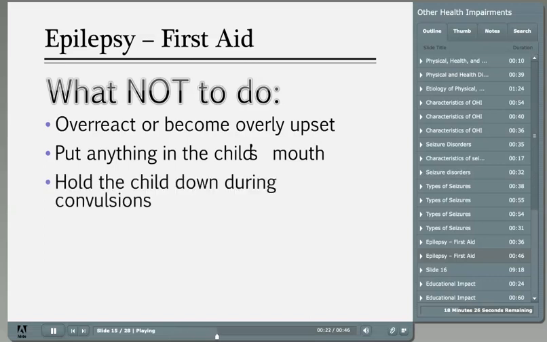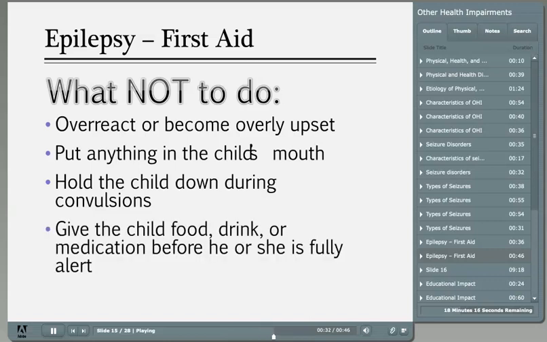It is also important not to hold the child down during the seizure. Beyond turning them on their side and cradling their head, you should let them go. Lastly, refrain from giving the child food, drink, or medication before he or she is fully awake. It may take a few minutes to a few hours before the child is fully recovered. The following video provides further information about seizures.